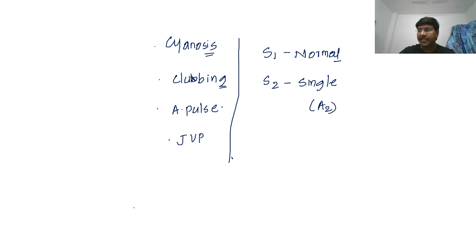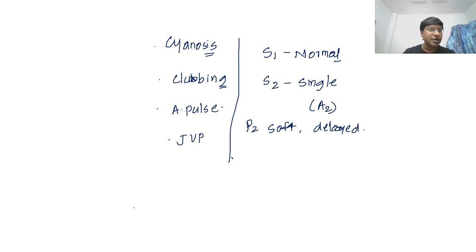You will listen only A2. P2 is soft. Why is P2 soft? P2 is soft because of infundibular stenosis or pulmonary valve stenosis. So P2 is either soft or delayed, and sometimes it may be inaudible as well. So that is about the heart sounds.